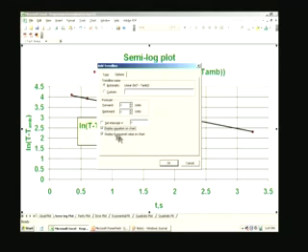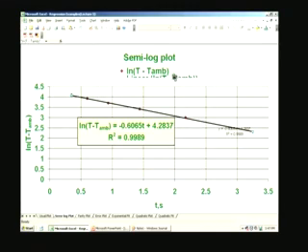I can also ask it to display the equation on the chart. That means that the regression equation will immediately appear on the screen. So, these are all the choices I have. If I just say OK, the equation has come here. This is the equation. I will make it slightly bigger so that you can see it better. So, that is the equation. In fact, that is the one I have already brought here.